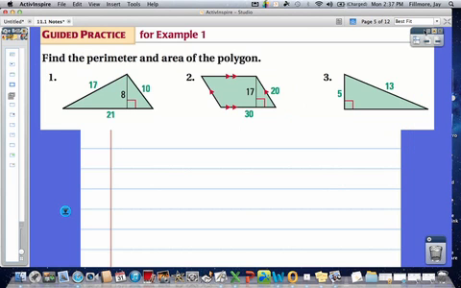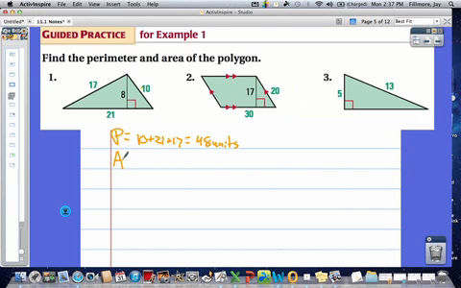Find the perimeter and area. So for number 1, perimeter, you just add all of your sides together. So the perimeter is 10 plus 21 plus 17, which I want to say is 48. Yes, 48. Units, not squared, but just units.